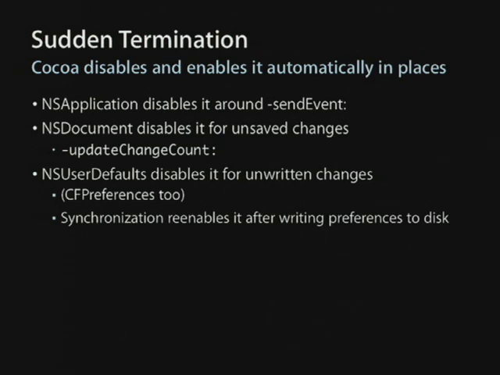We also disable sudden termination in NSUserDefaults. User defaults are data too. So when something in your application sends setObject:forKey: to user defaults, or you use the equivalent CFPreferences API, sudden termination is disabled because it would be bad if the app were killed before that stuff was written out. And when user defaults are synchronized, NSUserDefaults will re-enable sudden termination after that stuff is written out to disk.